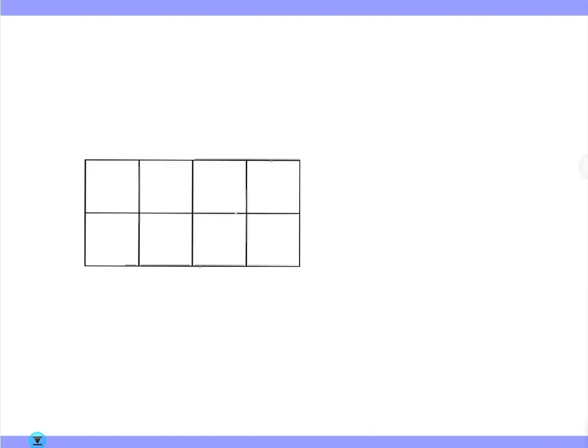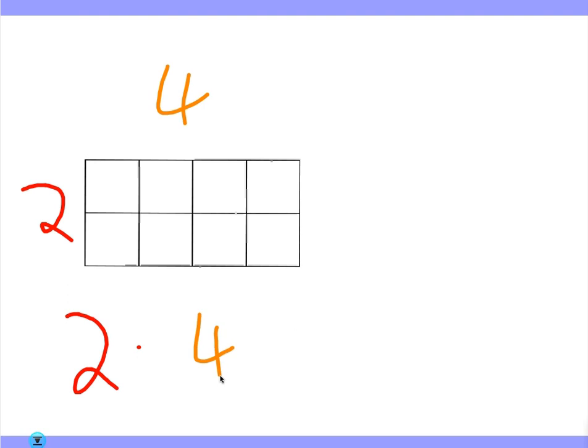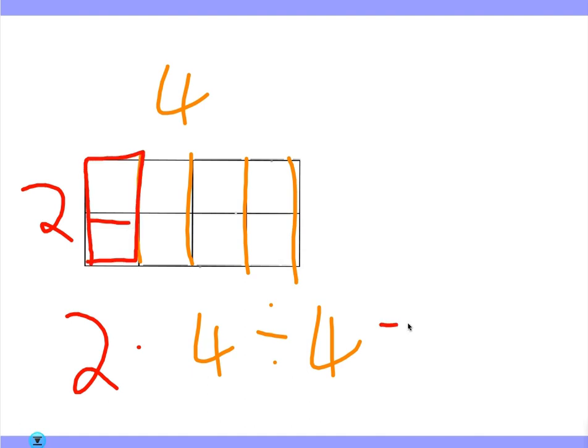All right, let's do this one. This is 2, and this is 4. So we have 2 times 4. Now, if we re-divide that by 4, so we know 2 times 4 is 8 total blocks, if we divide that by 4, we end up with the 2 blocks we started with.